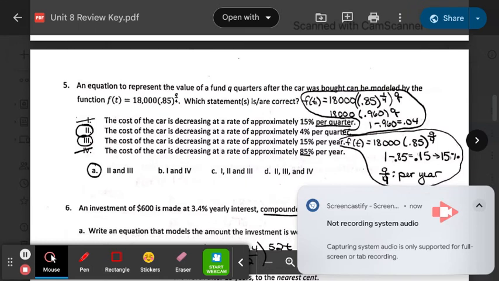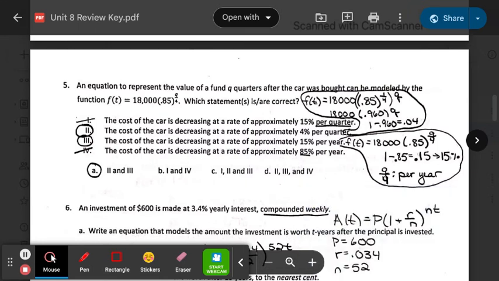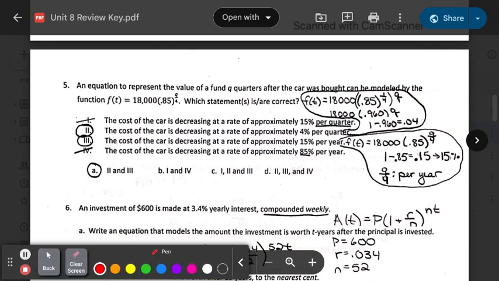Oh, this question is super tricky. An equation to represent the value of a fund Q quarters. Remember, a quarter is every 3 months. After a car was bought can be modeled by that function, y equals 18,000 times 0.85 to the Q over 4. So what statements are correct?